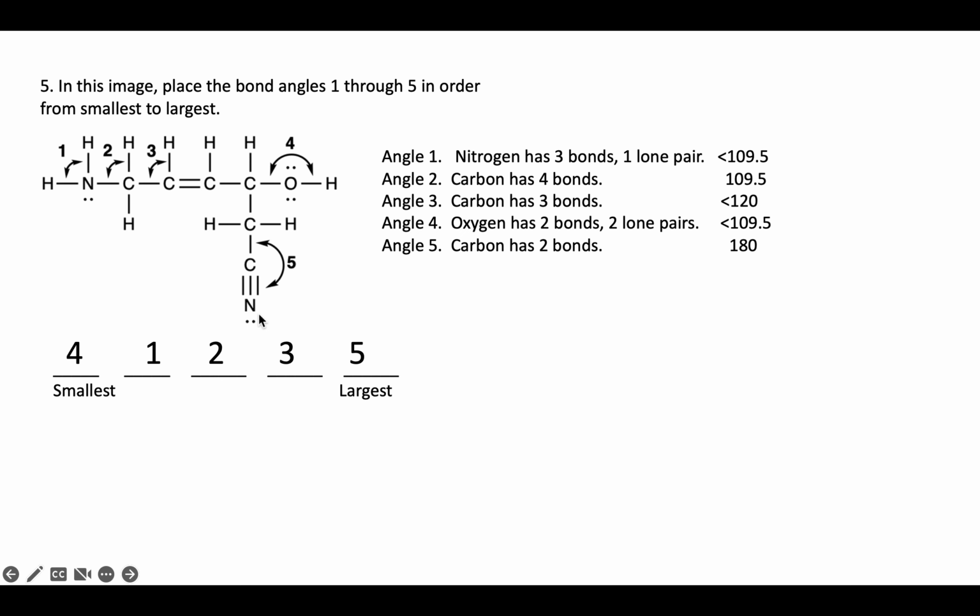So if I were to estimate angles on that, I'd say the first one would be a little smaller than a tetrahedral. Second one, very close to our tetrahedral. Third one, a little bit distorted from being 120s all the way across. The angle 4 would be also smaller than a tetrahedral with 2 bonds and 2 lone pairs. And I would predict it would be even smaller than angle 1 because the lone pairs take up more space. And then finally, the carbon with 2 bonds would be 180. So this would be my ranking as I apply VSEPR theory.